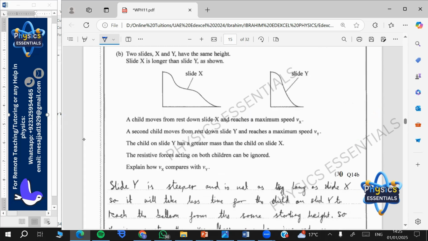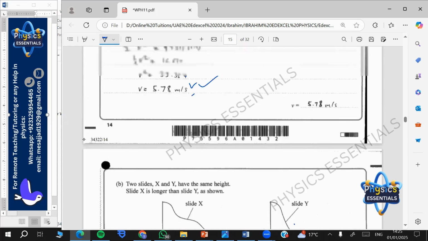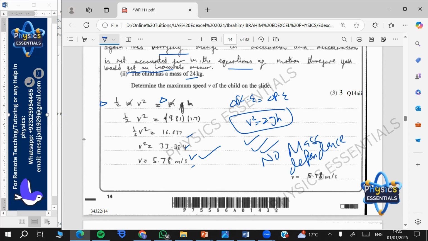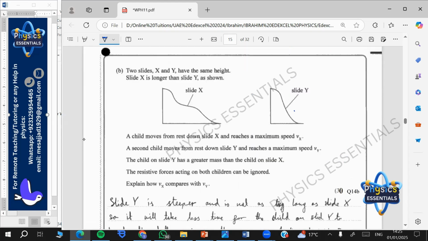And for this, he said that slide Y is steeper and the slide X is not steeper, so it will take more speed, which is again wrong because if you see the previous part, you are saying yourself that v square is actually equals to 2gh. Where is mass in this equation? No mass. No mass dependence for the speed. Okay. So you will say that the speed of the object is dependent on the height.